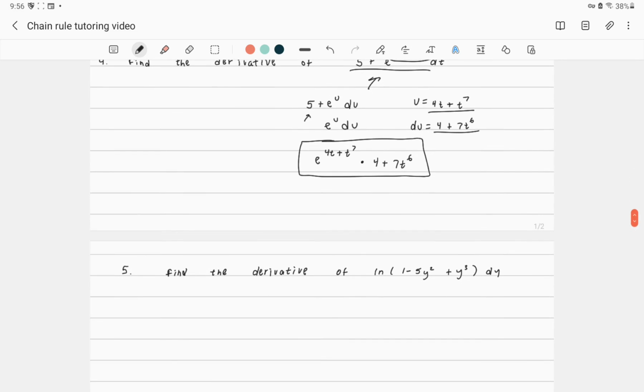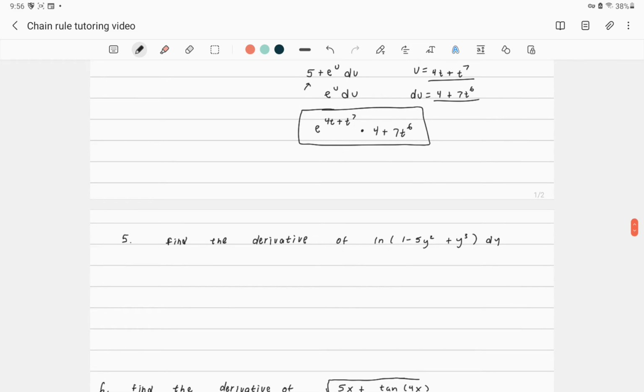Okay, now moving on to the next question. We're actually going to be using a natural log function here. So what we should already be thinking about is, what is the derivative of a natural log of x? And that is one that you should remember, which is 1 over x. So it's pretty simple once you actually break this down.